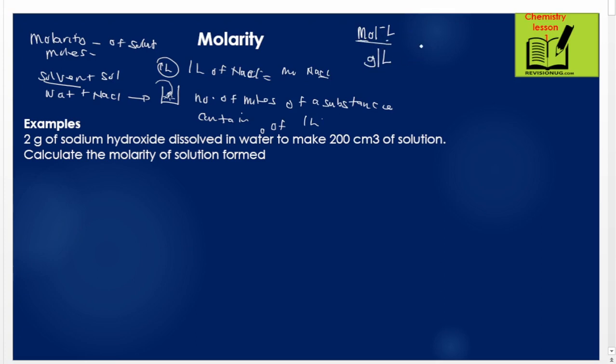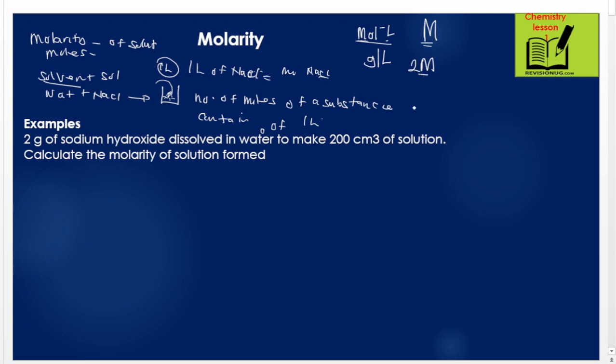Molarity is denoted by capital M. So always when you find this, it is molarity. I can write 2 molar. Now this means that in 1 liter of my solution, I have 2 moles of a certain substance.